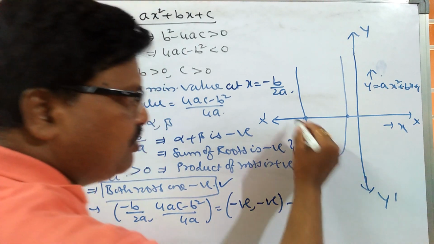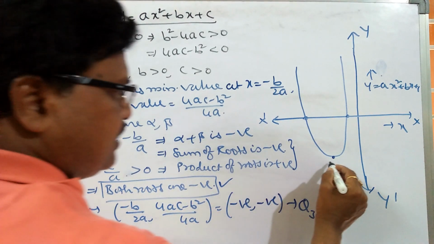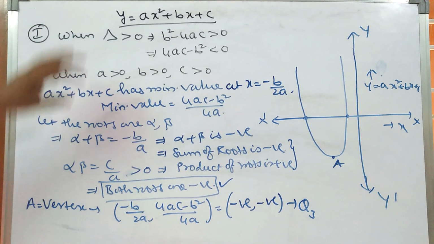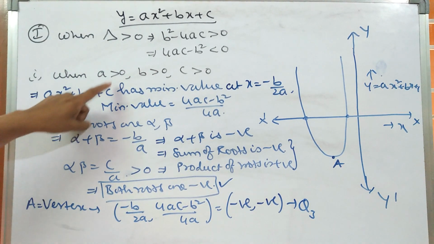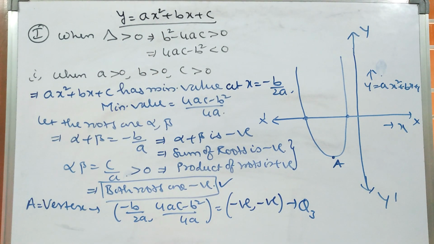And the vertex lies in which quadrant? Third quadrant. Already I have explained: minus b by 2a, 4ac minus b square by 4a is the vertex. Okay. So this is the graph of y is equal to ax square plus bx plus c whenever delta is greater than 0 and a greater than 0, b greater than 0, c greater than 0. Right? Copy it.